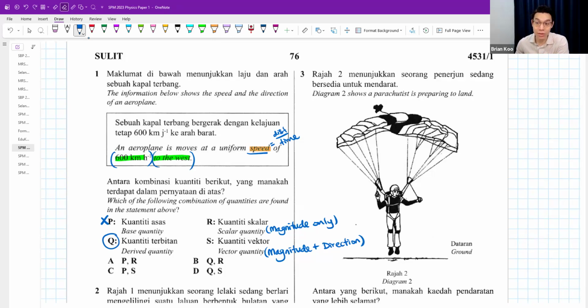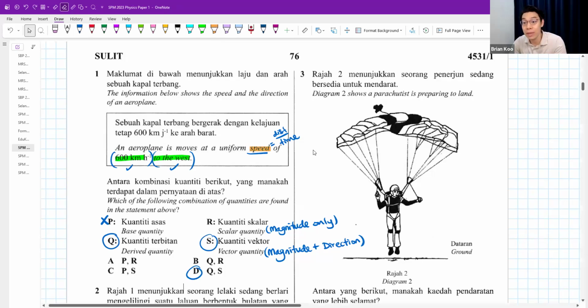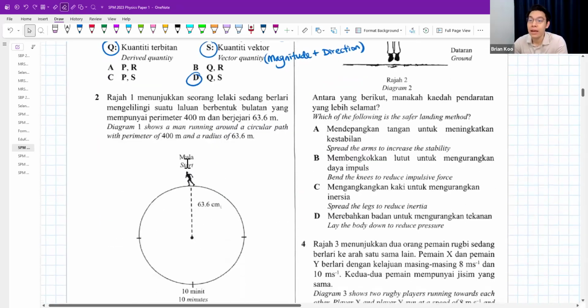You get what I mean? There's magnitude, there's direction. This is a vector quantity. So answer is Q and S. Okay, so be careful, even though they use the word speed, they give the direction at the back there. Okay. Question 2.